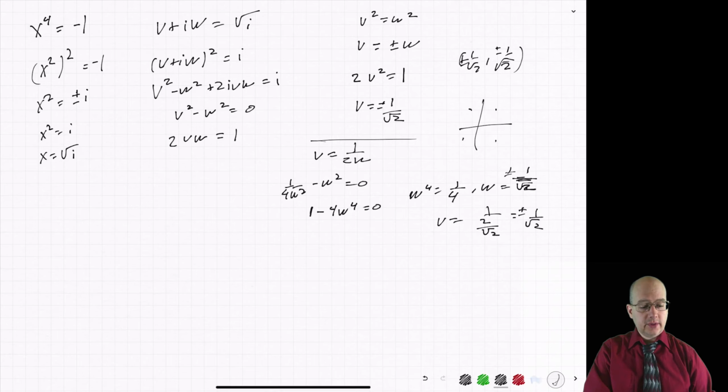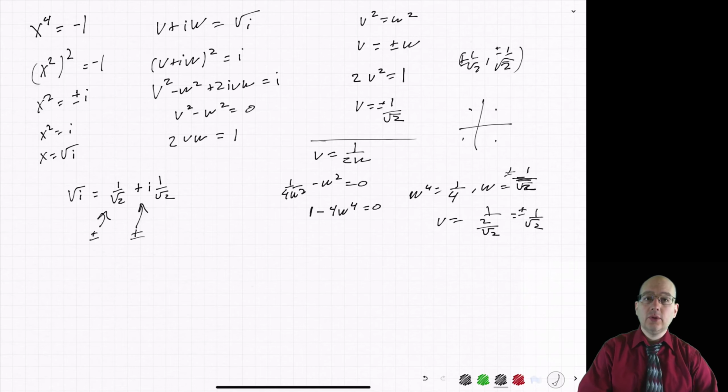So what's the square root of i? Square root of i is equal to, let's say, 1 over root 2 plus i times 1 over root 2. And you can get other square roots of i by doing this. Anyway, this might be a good time to go to our good friend GeoGebra.